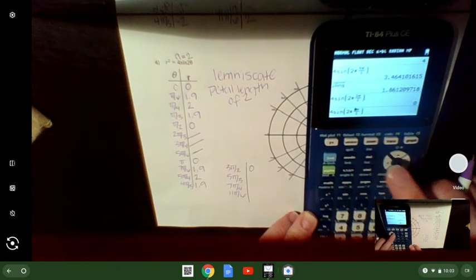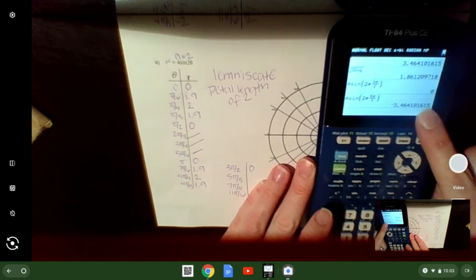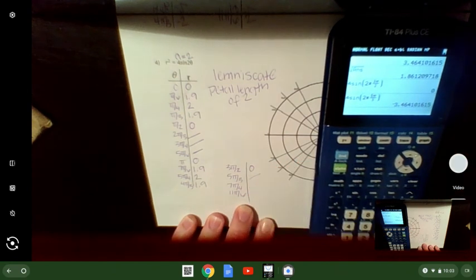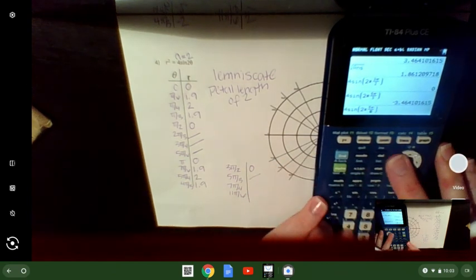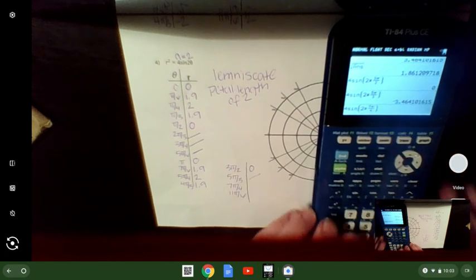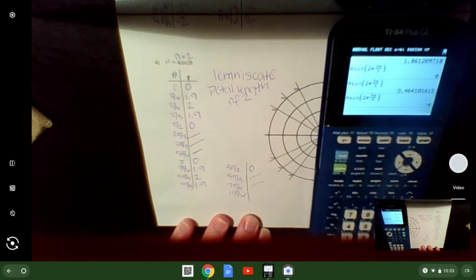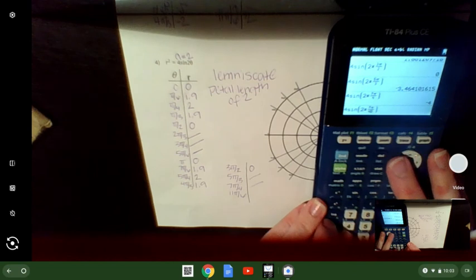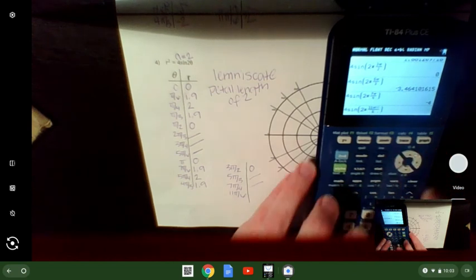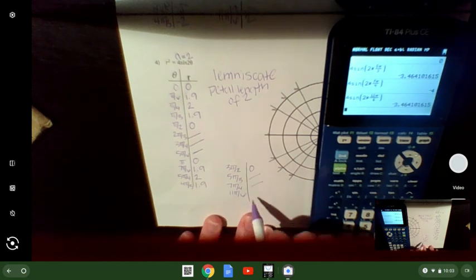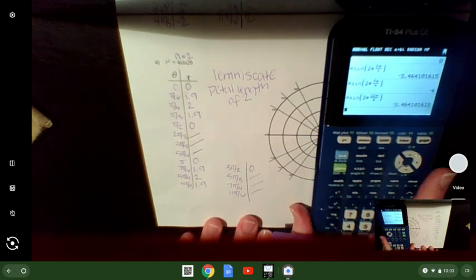5 pi over 3. It's negative. Square root it. I'm not going to get a real answer. Moving on, you can probably guess what's going to happen now, because since we're seeing a pattern, we can't square root negative 4. And last but not least, 11 pi over 6. And I can't square root a negative, no real point there.